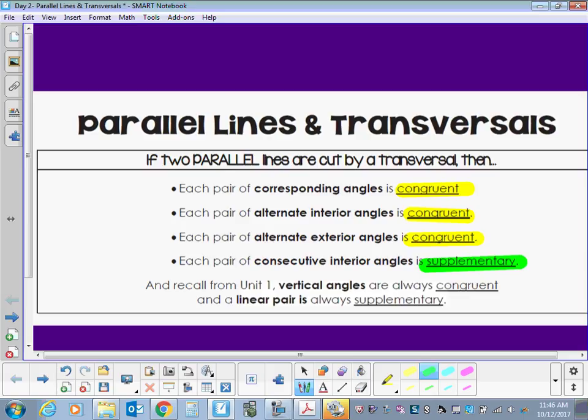And it says, recall from Unit 1, vertical angles are always congruent. A linear pair is always supplementary. That's stuff that you guys should already know.